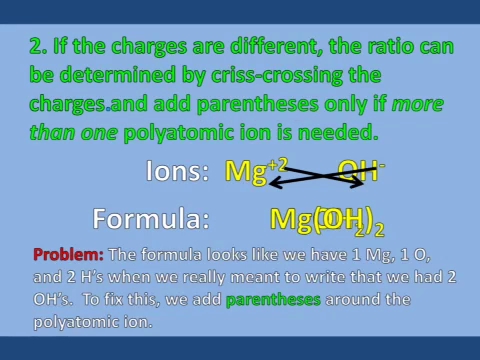Here we have magnesium hydroxide. Here's the magnesium, and this is the hydroxide polyatomic ion. You can't separate this oxygen from this hydrogen.